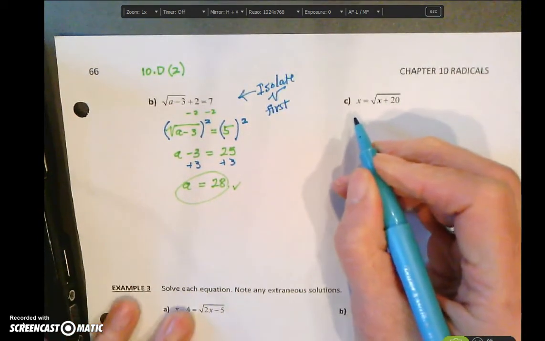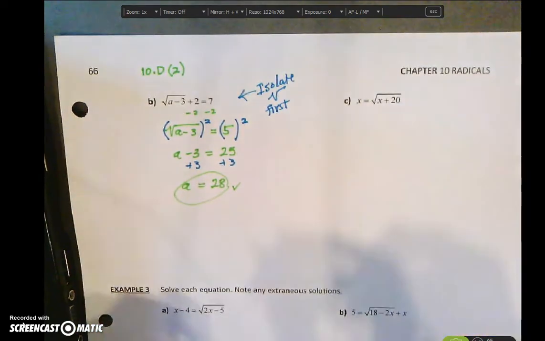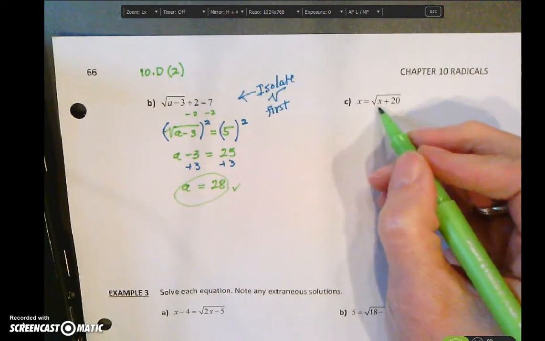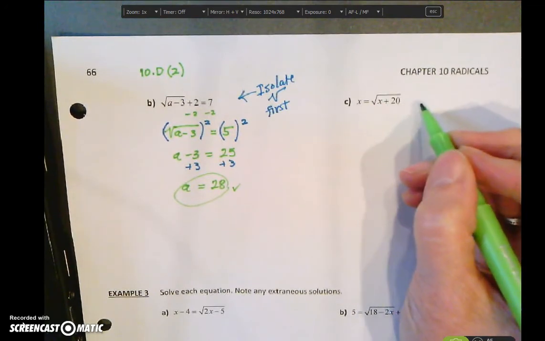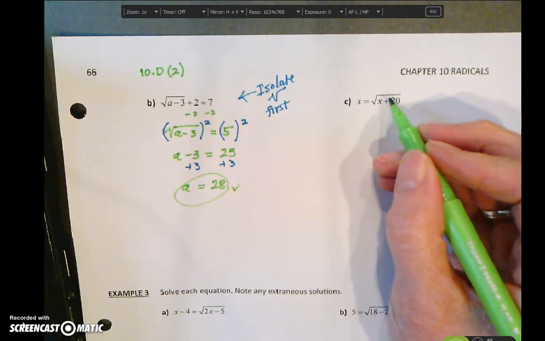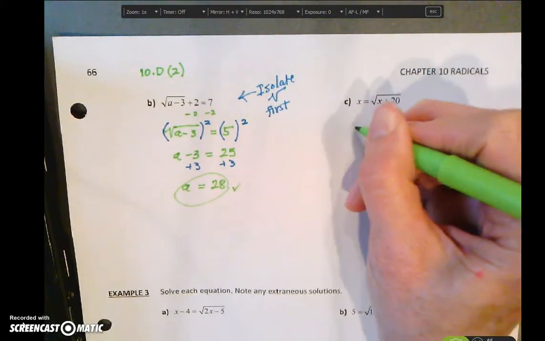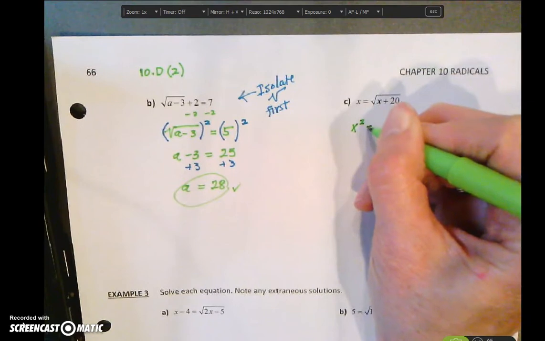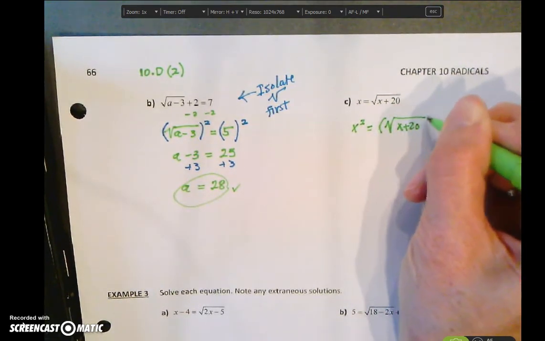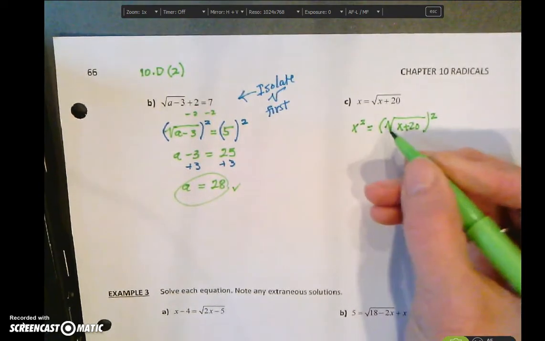All right, so example C, we are going to solve this one, and you can see in this problem that the radical doesn't have anything else over here to get rid of. So we're good on step 1. Now we're ready to square both sides. So I'm going to have x squared is equal to the square root of x plus 20 squared.